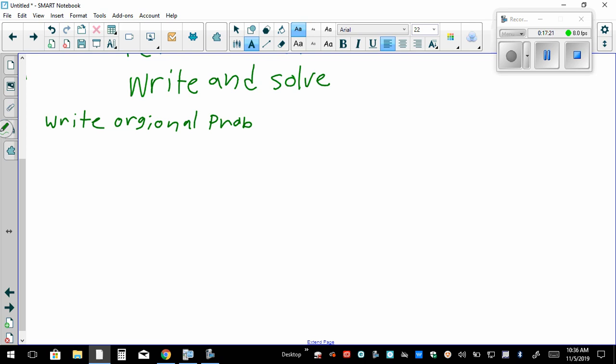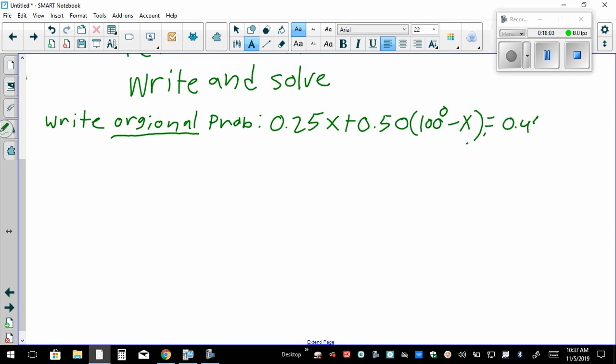Okay, so 0.25x plus 0.50 times (1,000 minus x) equals 0.45 times 1,000. It is 1,000, okay? Change the other one to 1,000.